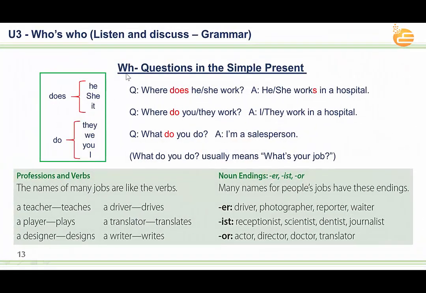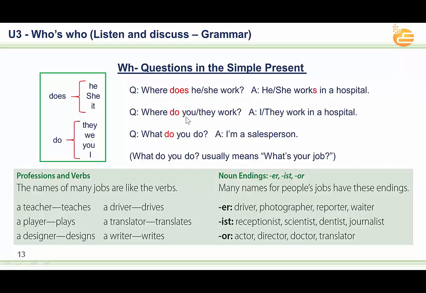Let's continue. Now we will talk about WH questions in the simple present. If I want to make a question, when I use he, she, it, I have to use does. With they, we, you, I have to use do. Okay, don't forget it. For example, where does he or she work? We said does. Where does he work or where does she work? He or she works, don't forget the S, works in a hospital.